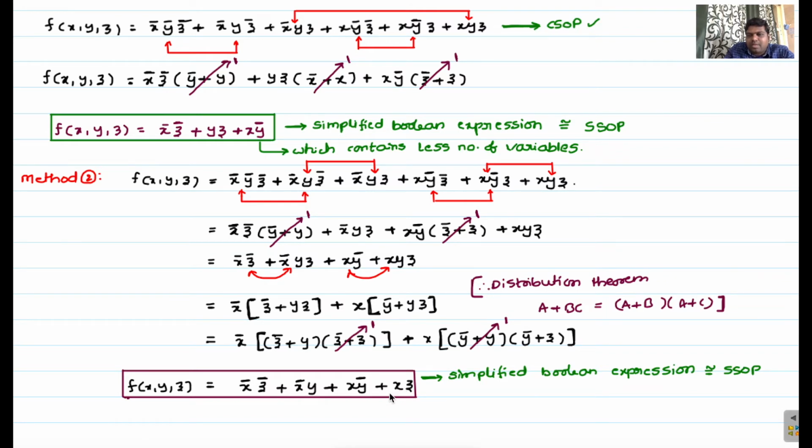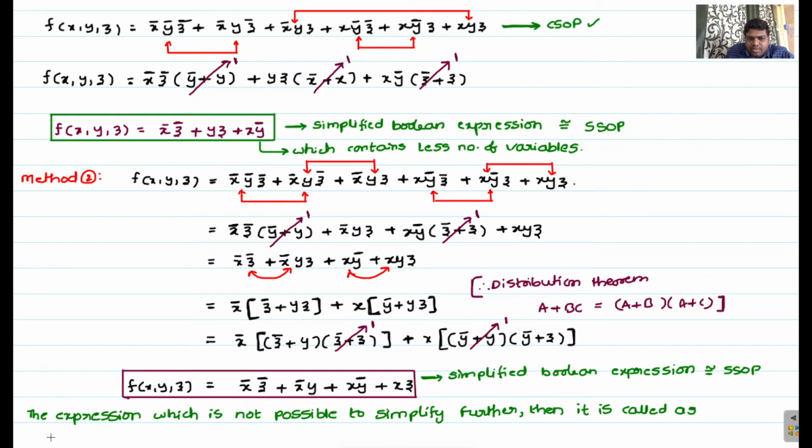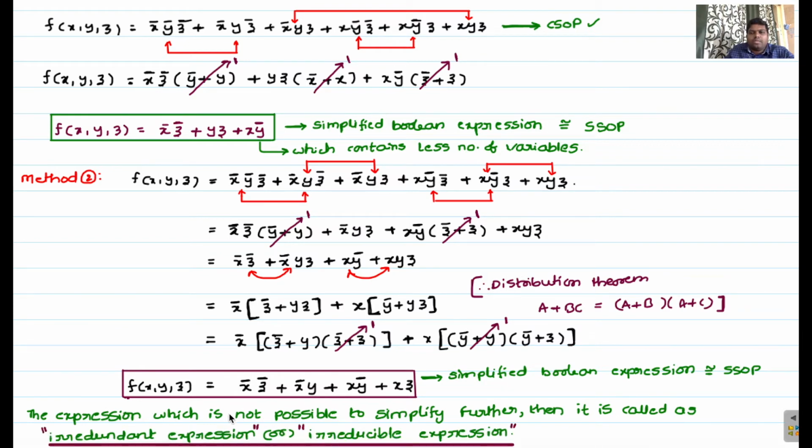So that means what? The expression which is not possible to simplify further is called an irreducible expression, otherwise an irredundant expression. Here I am writing: the expression which is not possible to simplify further is called an irredundant expression, otherwise an irreducible expression.